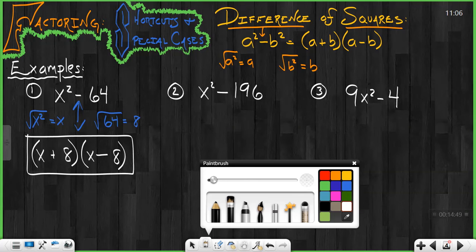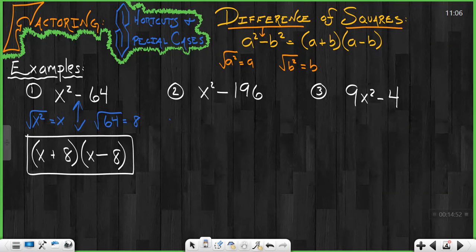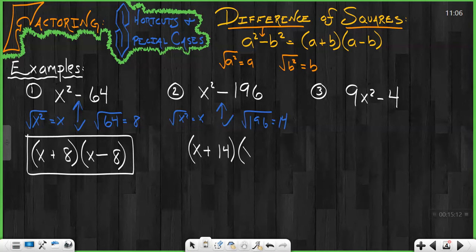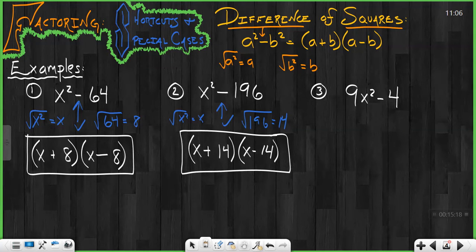Look at the second one. Again, blue is what you do in your head. I don't expect it out on your paper. The square root of x squared is x. The square root of 196, if you don't have that memorized, is 14. And therefore, is it a difference? Yes, it is. And therefore, we write our groups. The square root of x squared was x, the square root of 196 was 14, and a difference of squares has two different signs. Done. Look at our last one. I'm just going to talk this one out. The square root of 9x squared is 3x. The square root of 4 is 2. And therefore, a difference of squares is two different signs. Done.